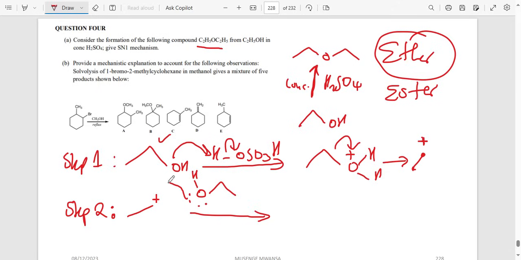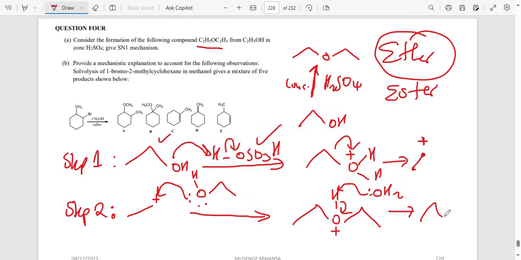So this other group will come and attack here, and we are forming a bond with oxygen like this. But remember, this oxygen has a hydrogen and another group, and it is positive. Then another water molecule can come in, or even this group here can come in, since this is concentrated acid, or we can even use water anyway. This will come and grab this proton, this bond breaks, and that is how we form this product. Is this okay?